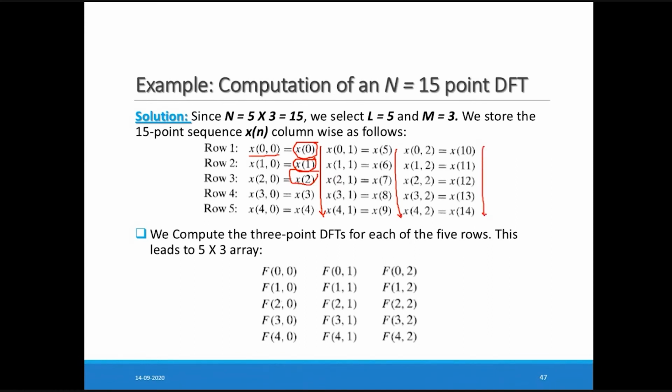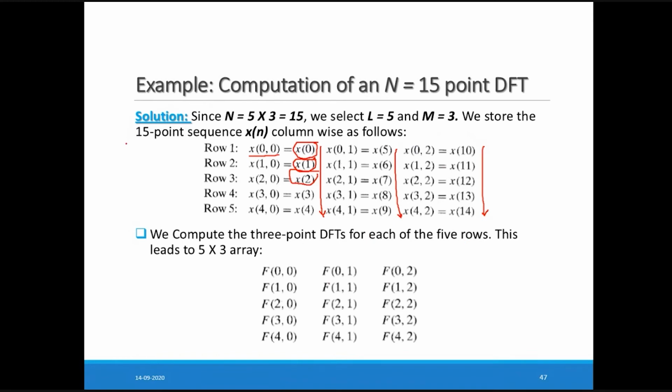Okay, so this is nothing but your sequence of 15 points, which will be divided into L cross M, where L is equal to 5 and M is equal to 3. So we can store this x of n column wise as follows. Now we compute the 3-point DFT. As we have discussed, we have to find out F, then G, and then X. So we compute the 3-point DFT for each of the 5 rows.